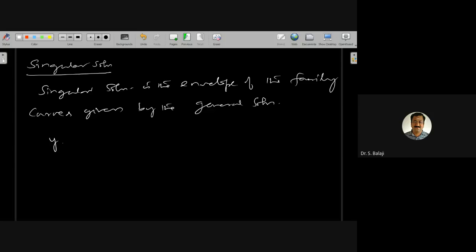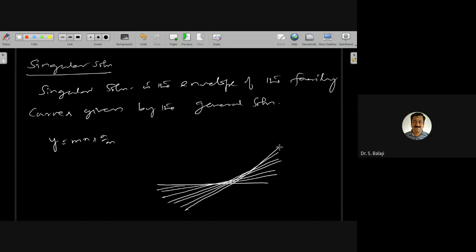Take y equal to mx plus a by m, or mx plus c, where m is a parameter, an arbitrary constant. That type of equation gives you a family of curves, in fact a family of straight lines with different slopes.